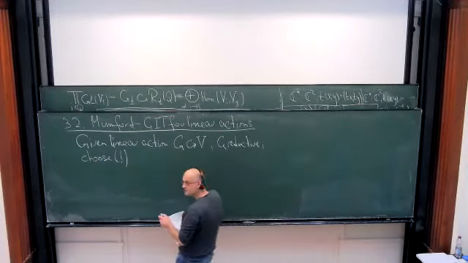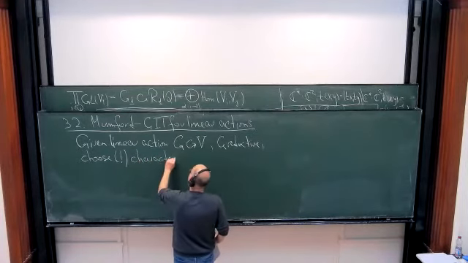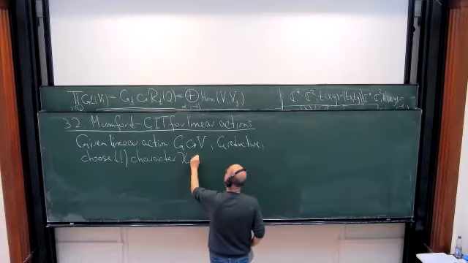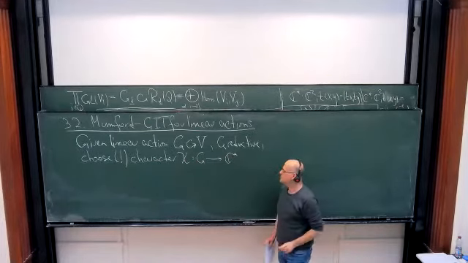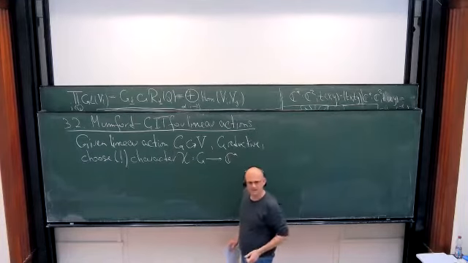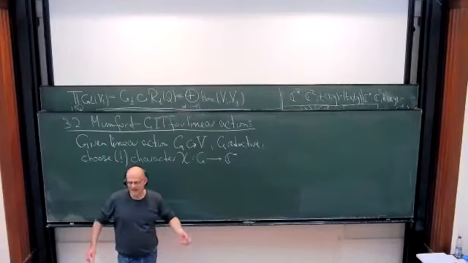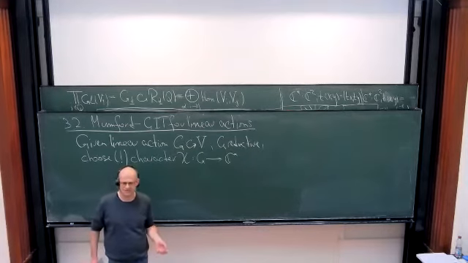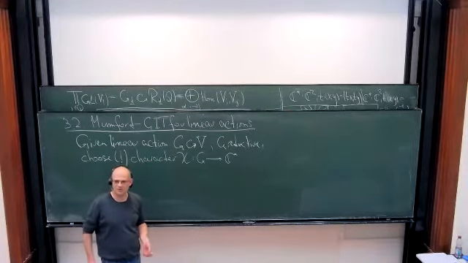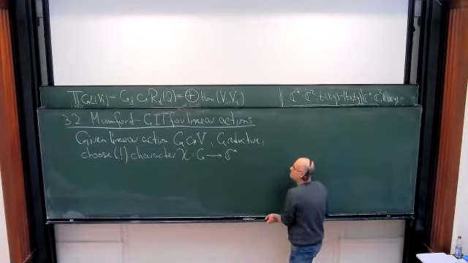We make the choice of a character of the group. Make the choice of a character chi, which is just a homomorphism of algebraic groups from G to the multiplicative group C star. Your typical reductive group is GL, and then your typical character is the determinant, or some power of the determinant, positive or negative. Yeah, that's the typical character we think of.